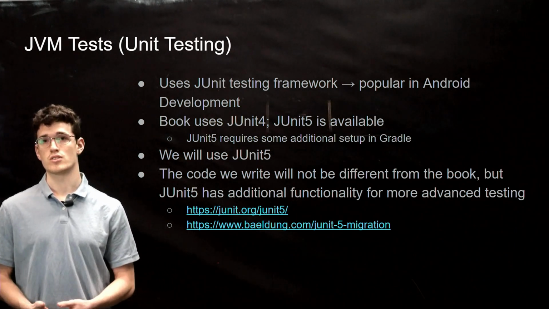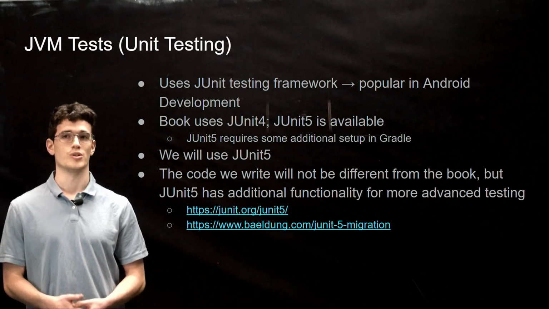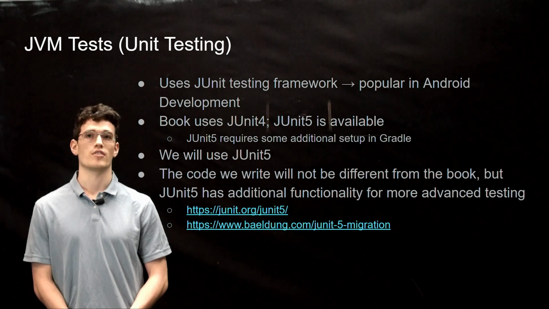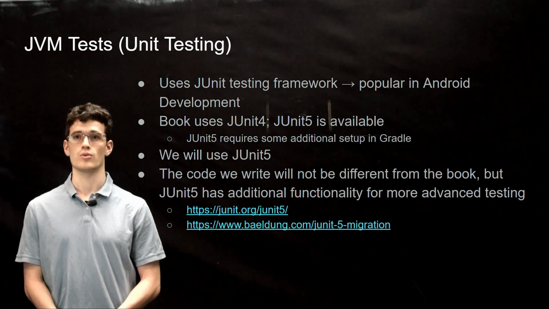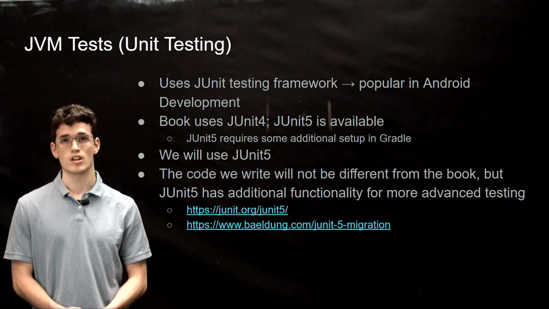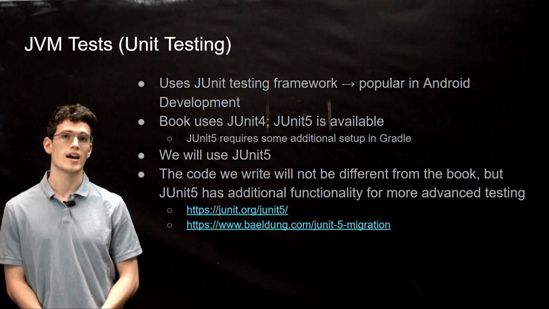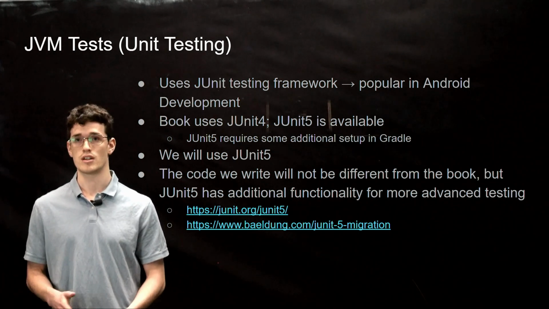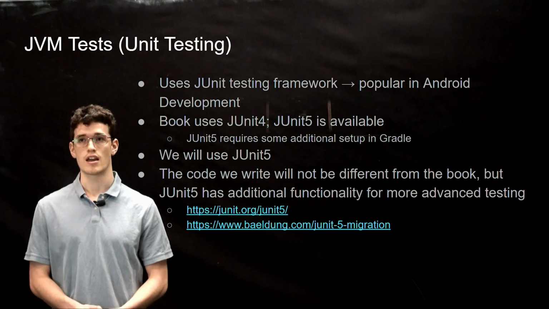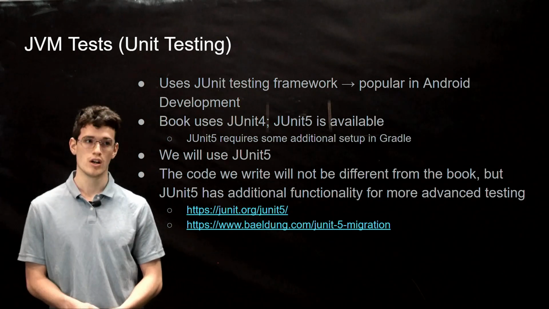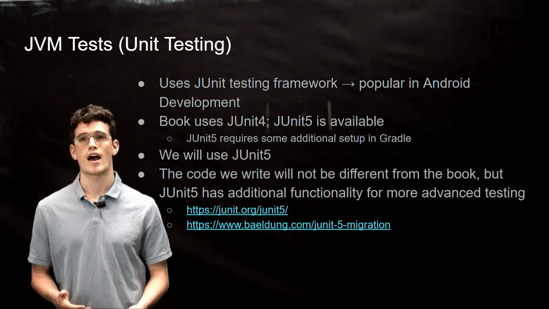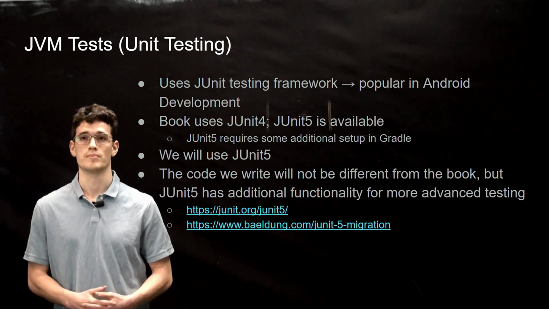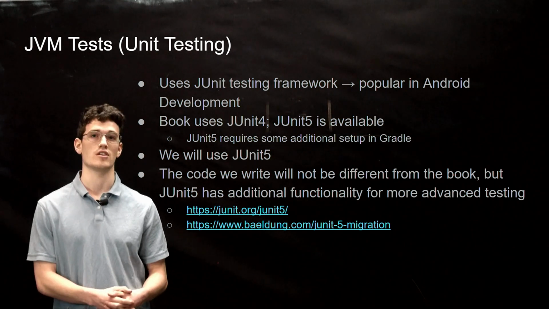So in this little video series, I'm going to be mainly going over JVM tests, which, as I said before, is also known as unit testing. So we're going to be using the JUnit testing framework, which is the most popular unit testing framework for Android development. However, the book does use JUnit 4, but JUnit 5 has since become available. This will require some additional setup in the Gradle file, but we're going to use it as it is the accepted standard right now. And really the only use for JUnit 4 moving forward will be to have a way to run old tests from legacy projects that still have JUnit 4. But there are many ways now to migrate it to JUnit 5.